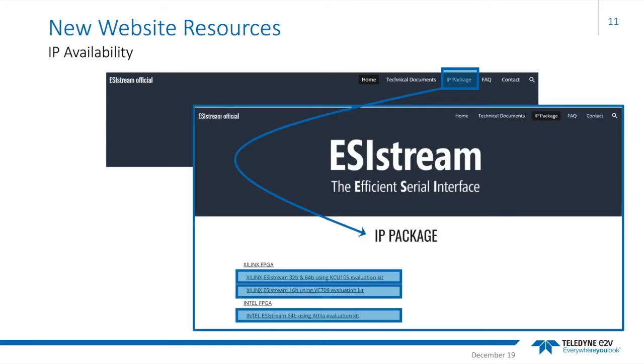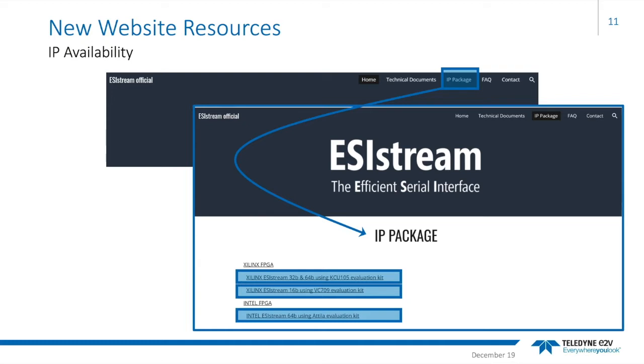With this slide, I want to give you a sense of the user interface within the ESIstream website. When clicking on the IP package link at the top of the ESIstream site, this will take you directly to this following page where you can see 3 individual links to IP packages highlighted. This leads to the most obvious question: which of these 3 links is the one you need for your project? Well, in the case of Intel, it's pretty straightforward.